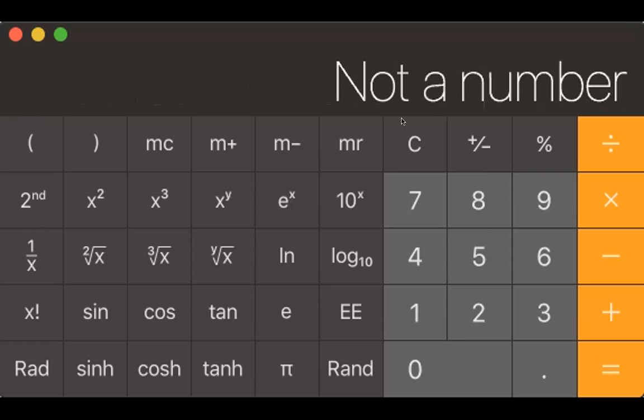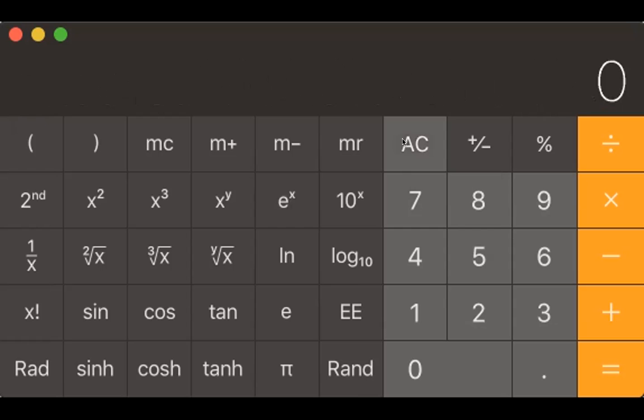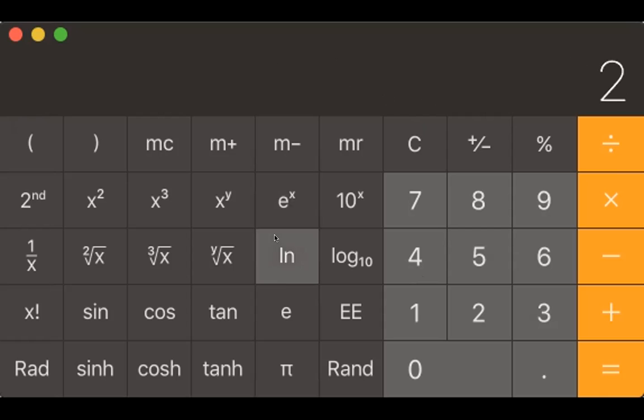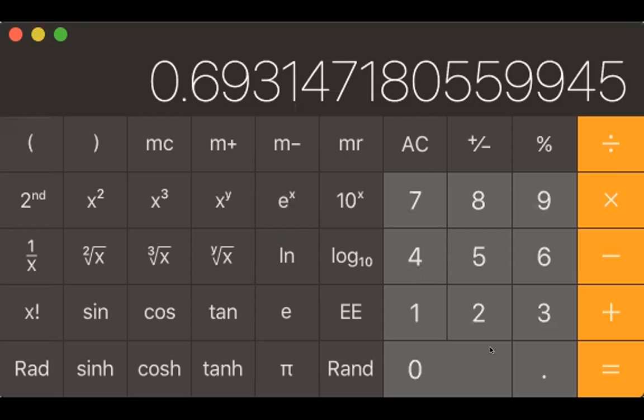Oops, see, it doesn't work. So e to the x for that one doesn't work. Is that right? 0.2 negative. Not a number. Huh. Seems weird.